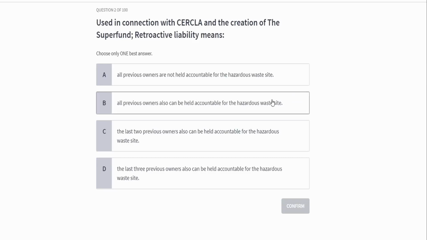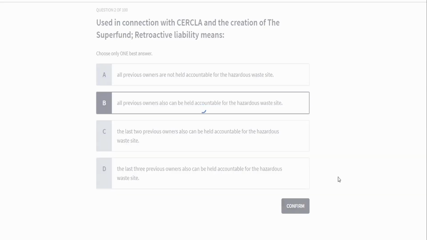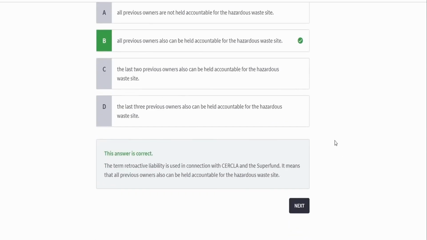Well, it's going to be B. That's right, it's all previous owners. Again, that's all previous owners. So the term retroactive liability is used in connection with CERCLA and the Superfund, and it means that all previous owners can be held accountable for the hazardous waste site. It's super important, when we're talking about environmental real estate and the laws associated with it, that you are familiar with the term retroactive liability.